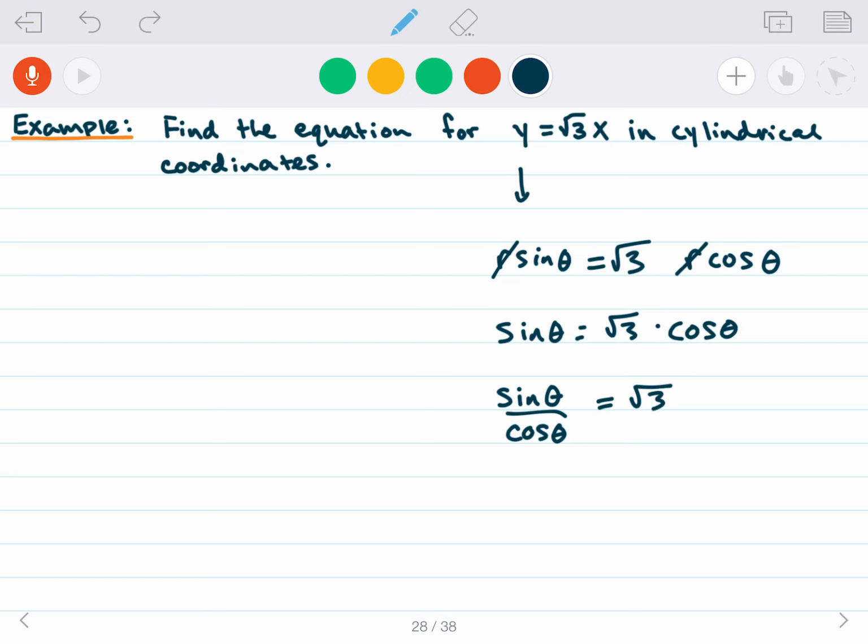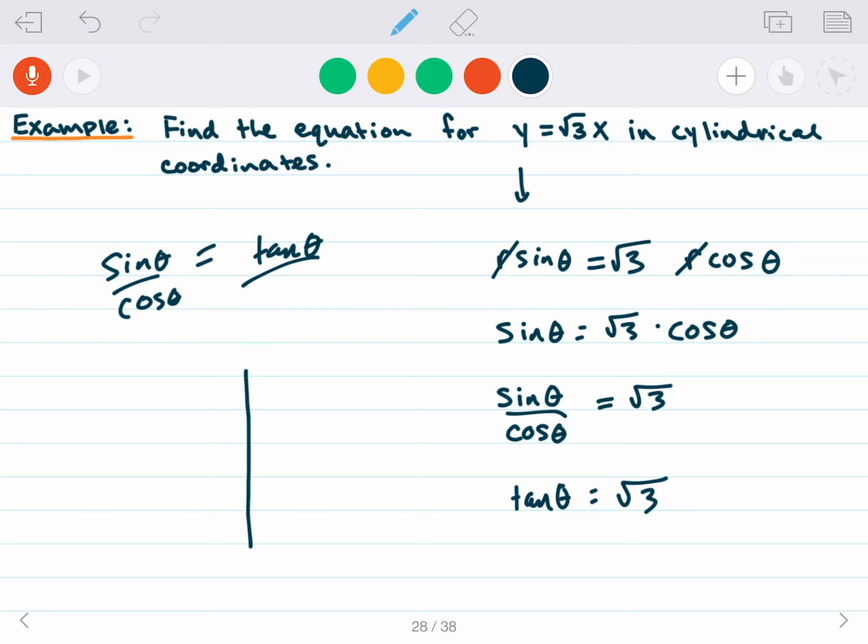Well, from trigonometry, sine theta over cosine theta is equal to tan theta. That's just an identity from trigonometry. So we have tan theta is equal to root 3. So what could theta possibly be? Well, tan theta is equal to root 3, and if we think back to trigonometry and our reference angles, the angle that has a tangent of square root of 3 is going to be pi over 3.